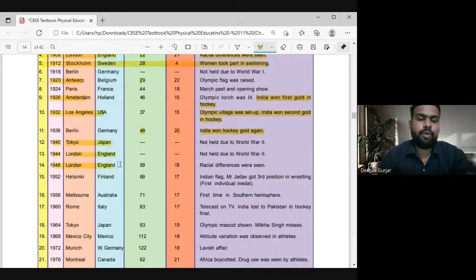1948, the modern Olympic Games were in London, England, and 59 countries participated. 18 activities were there, and again there was racial discrimination, apartheid, or we can say rang bhed, color discrimination between white and black people. It was seen over there. Discrimination against people was seen, right?